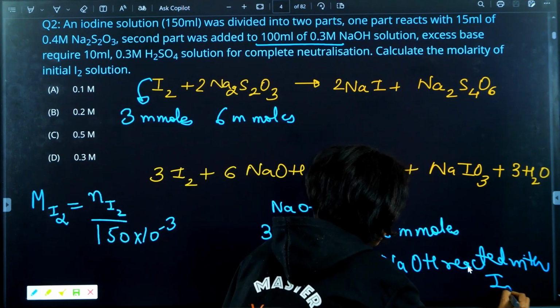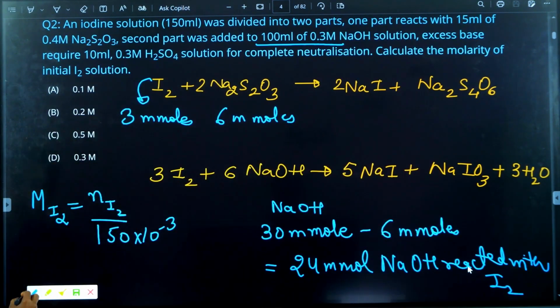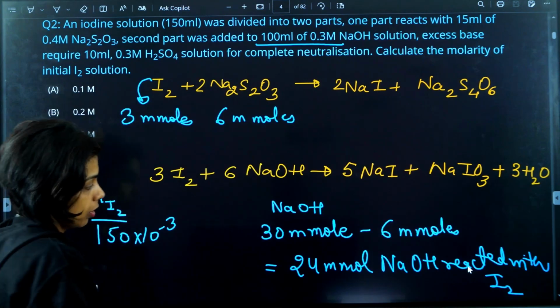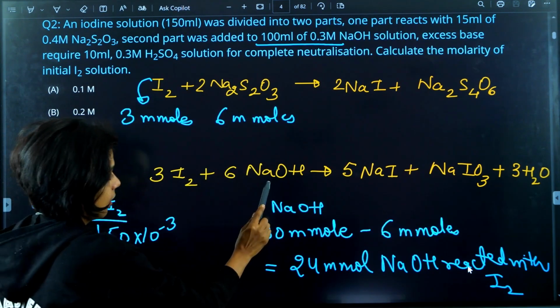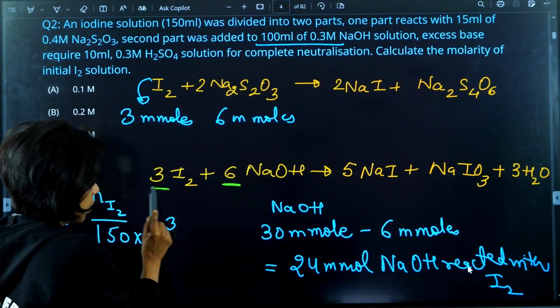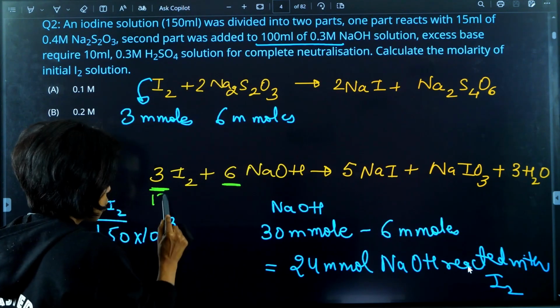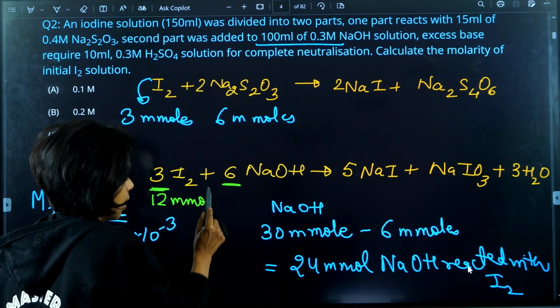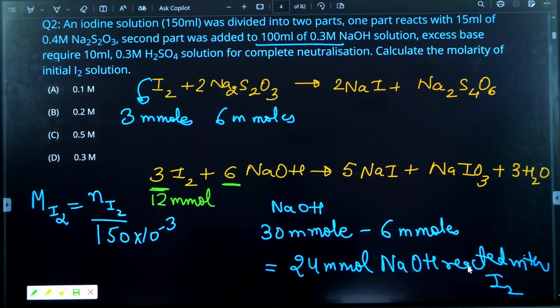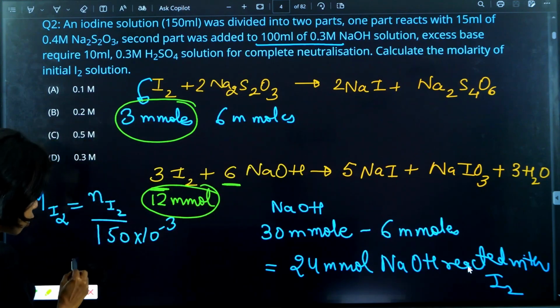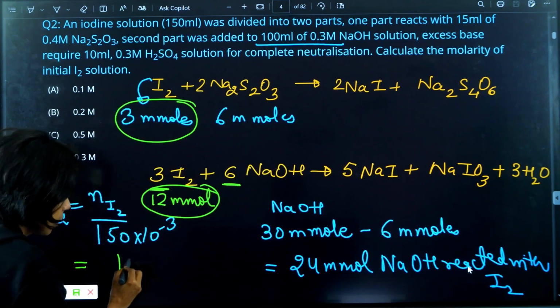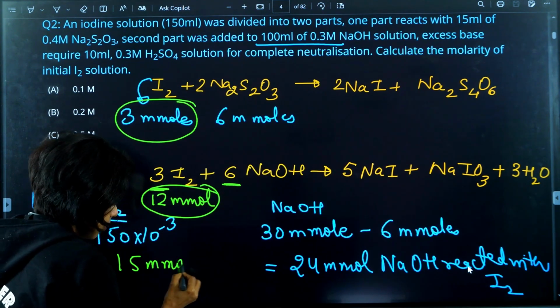Molarity into volume only we are using. And as per the equation, 6 millimoles of NaOH react with 3 millimoles of iodine. If 24 millimoles of NaOH reacted, that means 12 millimoles of iodine was there. Half. Yes, that is 12 millimoles of iodine was there. So in the first part, there are 3 millimoles. In the second part, there are 12 millimoles. Total millimoles will be 15 millimoles of iodine.